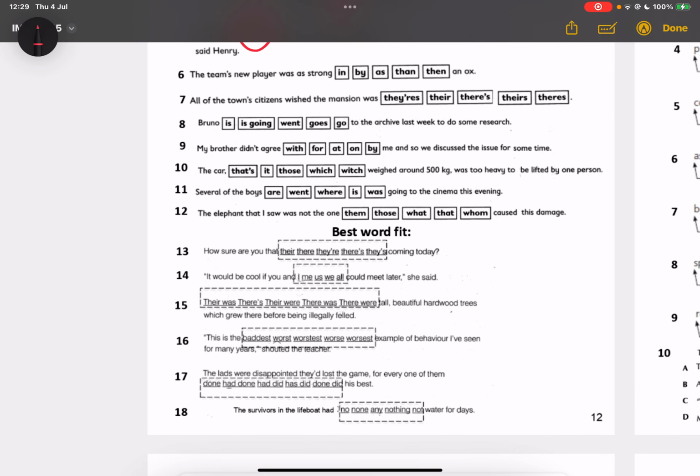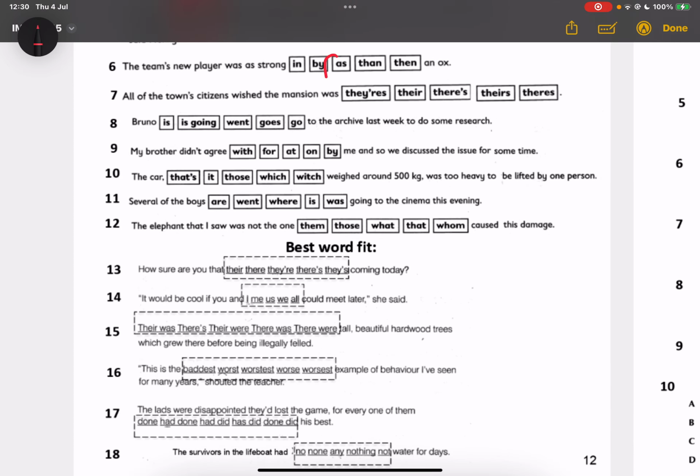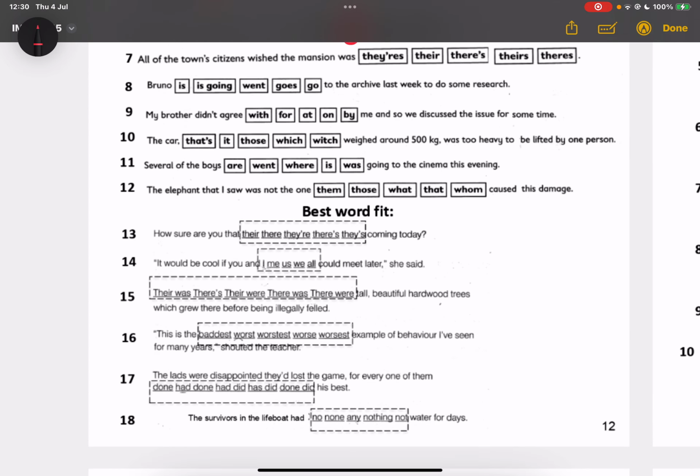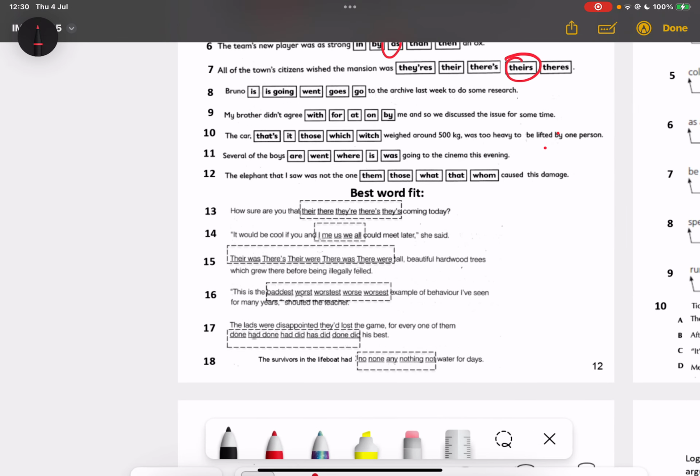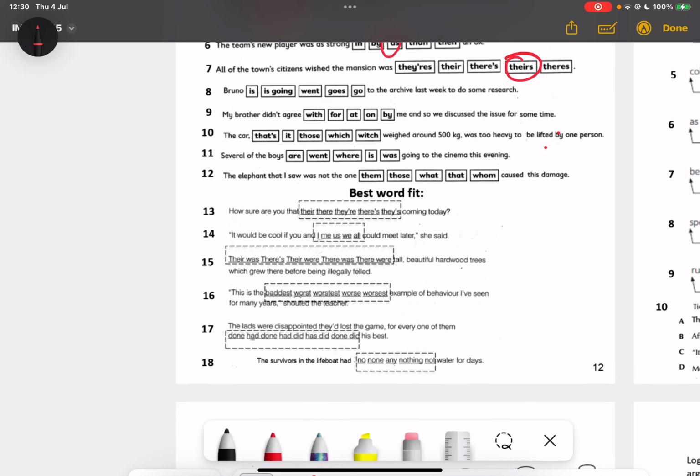Then we have 6. The team's new player was as strong something an ox. As strong as an ox. 7. All of the town's citizens wished the mansion was something. Well, it was theirs. Spelled possessively. THEIRS. 8. Bruno something to the archive last week to do some research. Bruno went to the archive last week to do some research.